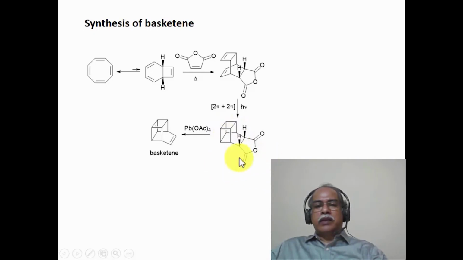Now all you need to do is hydrolyze the anhydride to the dicarboxylic acid, and the dicarboxylic acid can be oxidatively decarboxylated to give this olefin using lead tetraacetate as an oxidizing agent. Lead tetraacetate is a powerful oxidizing agent, so it oxidizes the carboxylic acid to the corresponding radical by decarboxylation. As a result of that, the oxidative decarboxylation of this diacid essentially produces this olefin, which is the basketene in this structure.